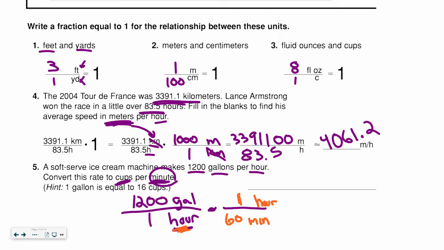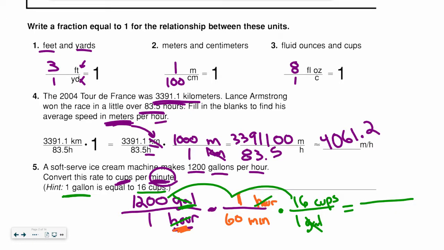Then I multiply by another fraction, because these hours are going to cancel, since one's on top, one's on bottom. Now I need to use this: 1 gallon is 16 cups. I have gallons on top here, so I'm going to multiply by another fraction. 1 gallon is 16 cups. Now with that, I can cancel out my gallons. Now I multiply everything on top. 1200 times 1 times 16 is 19,200.